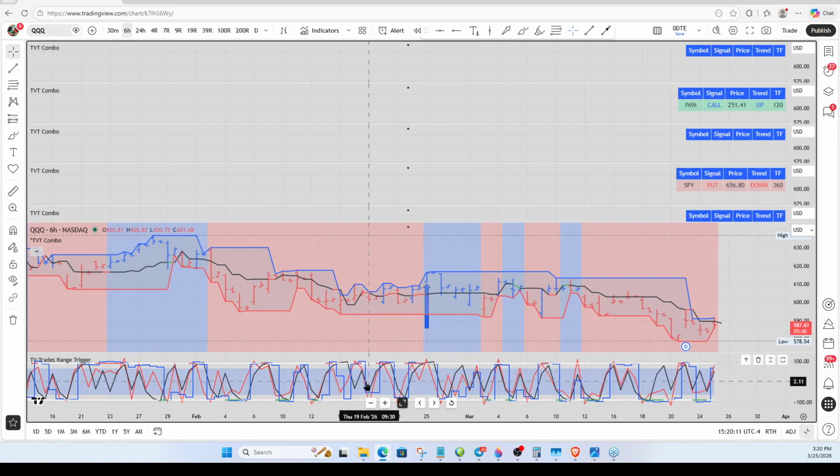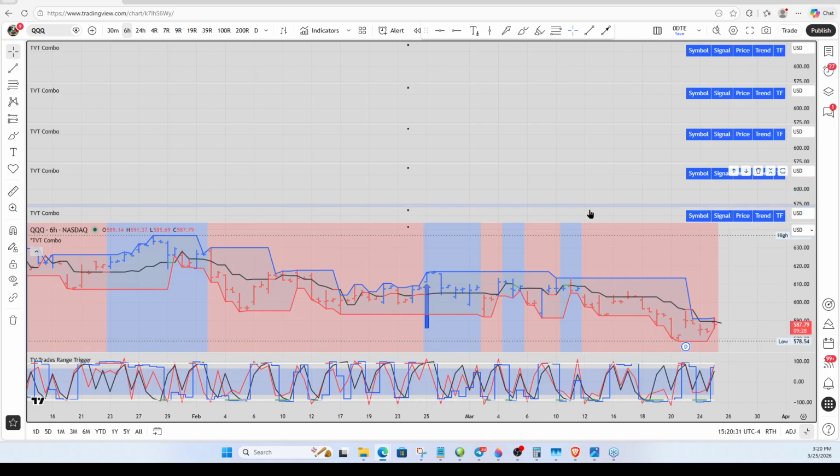The thing that would suggest it's going to go down would be like this right here. This right here suggests it's going to go down. And that's basically what the new formula is built on.